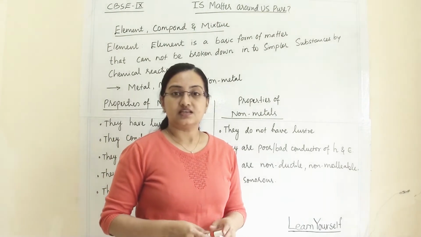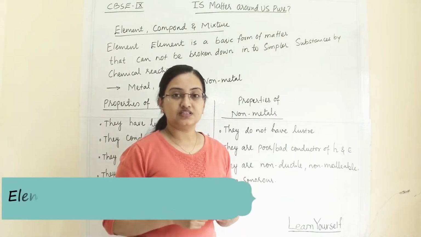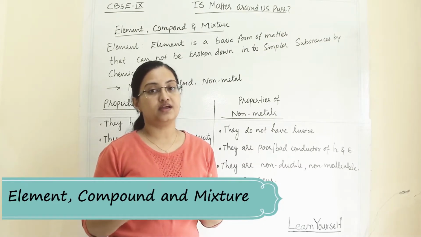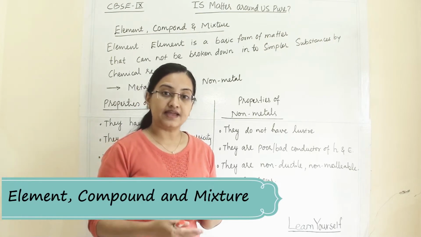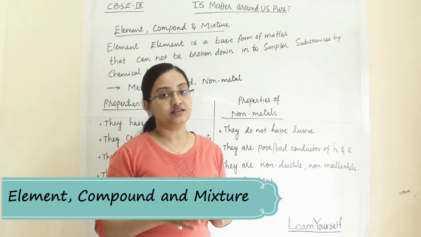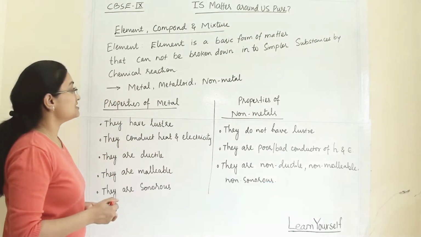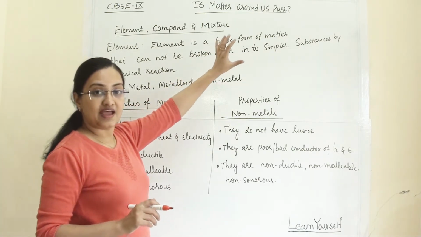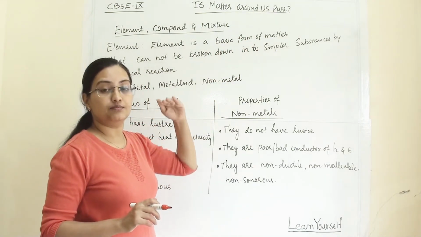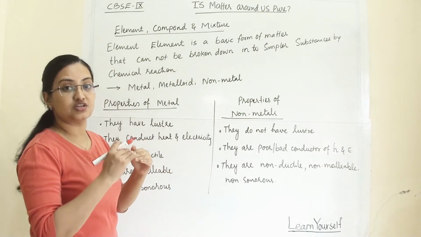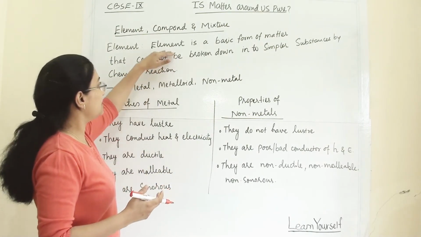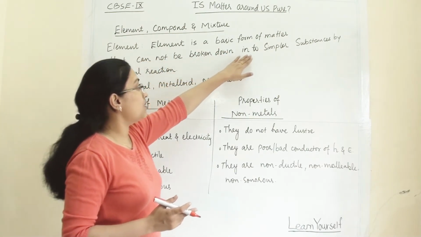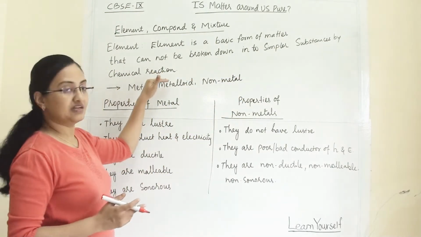Our next topic is element, compound and mixture. In this we will have a brief idea about what are elements, what are compounds and what are mixtures. In standard 10 we are going to study all these things in detail. So here first we will discuss element. What is an element? An element is a basic form of matter. For any matter, the element is the basic form from which a substance starts building. So an element is a basic form of matter that cannot be broken down into simpler substances by chemical reaction.